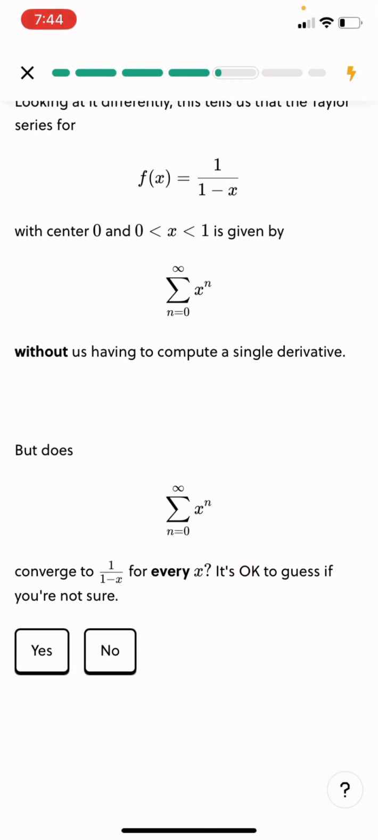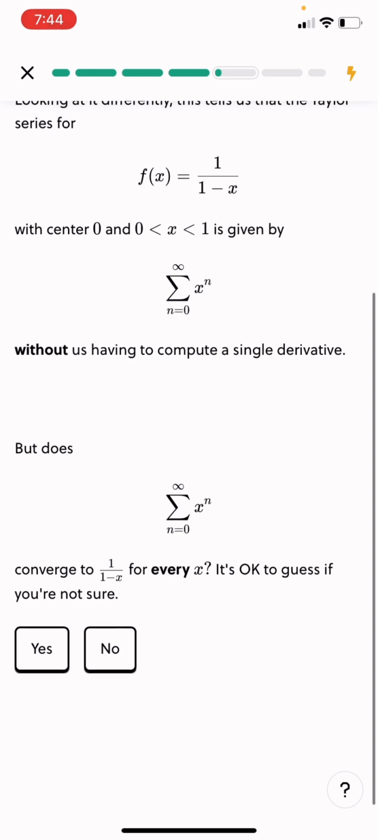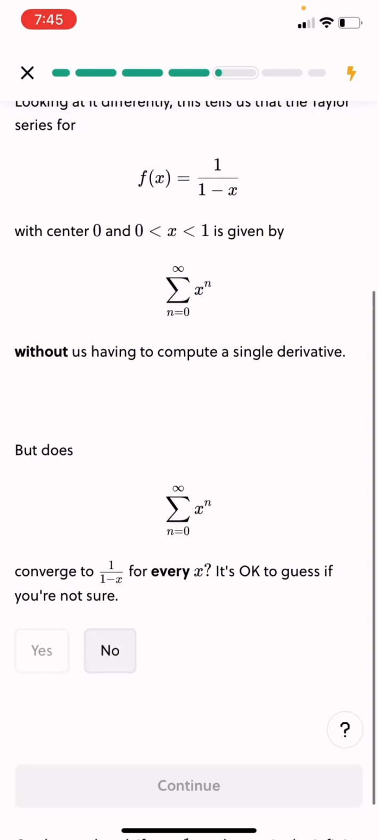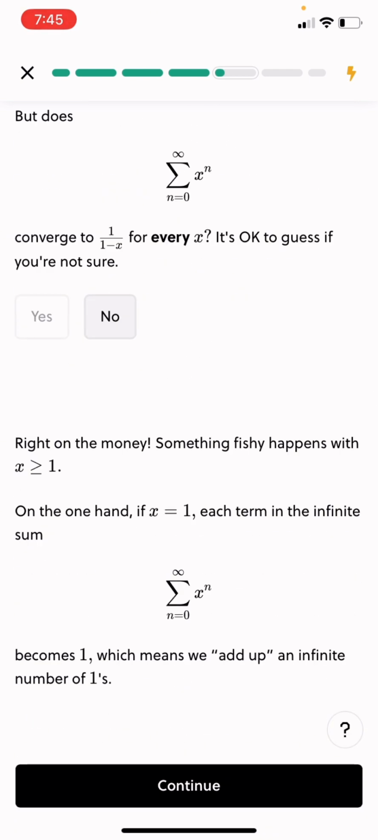But does the infinite sum over n = 0 of x^n converge to 1/(1 - x) for every x? It's okay to guess if you're not sure. I don't think it would, because x won't always be less than 1, so I would say no. And it says correct, right on the money.